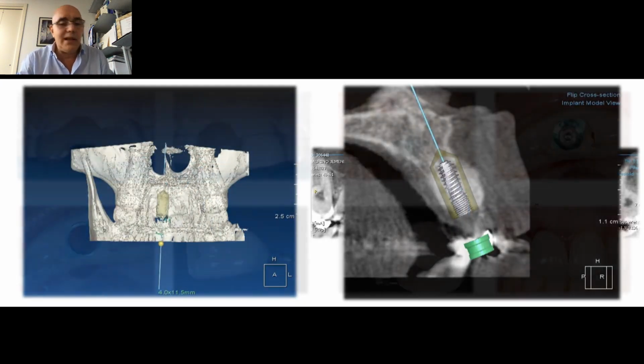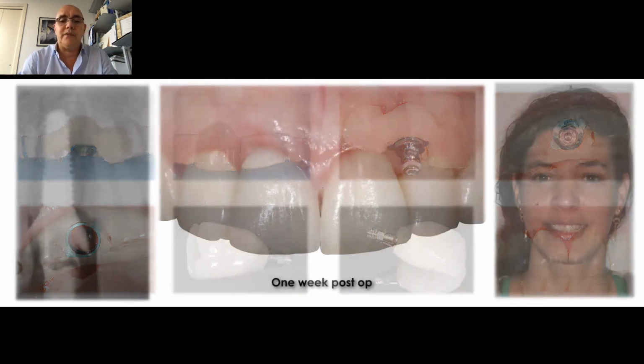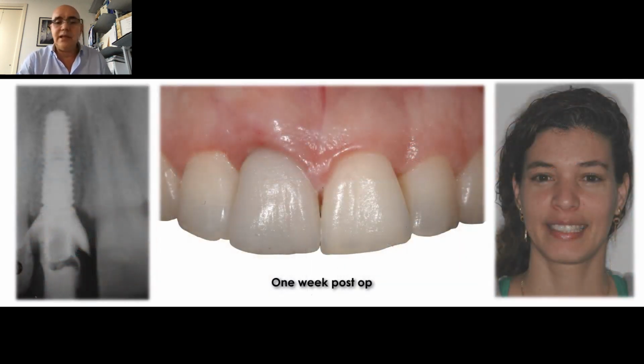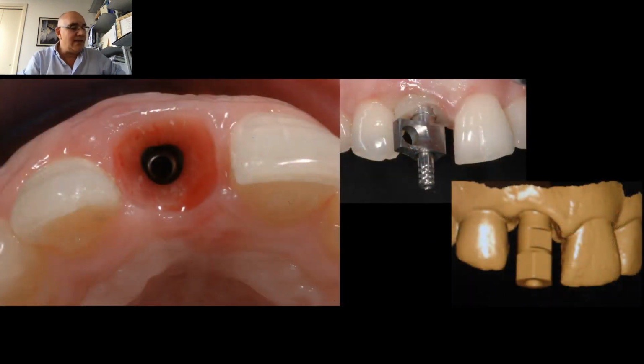So again, we study the case with a guided implant navigation system. We perform a guided implant surgery and we place the temporary crown at the time of the procedure. 1 week post-op, again, you can see that everything looks nice. Luckily, Ines has a smile line that is a little bit shorter than the one of Angela. Therefore, we are very lucky because she does not really show much of the problem. But look at about 6-7 months after the temporary has been in place, how beautiful is the shape of the soft tissue, the stability of the papillas.